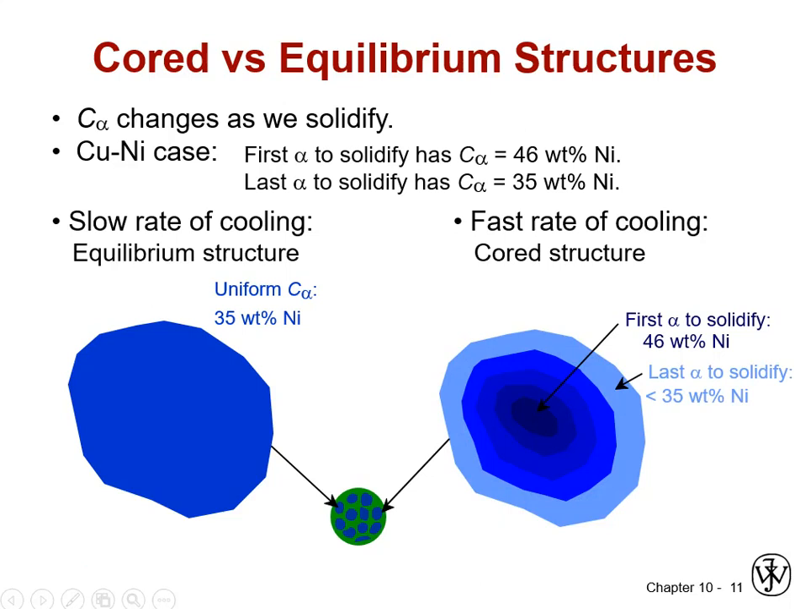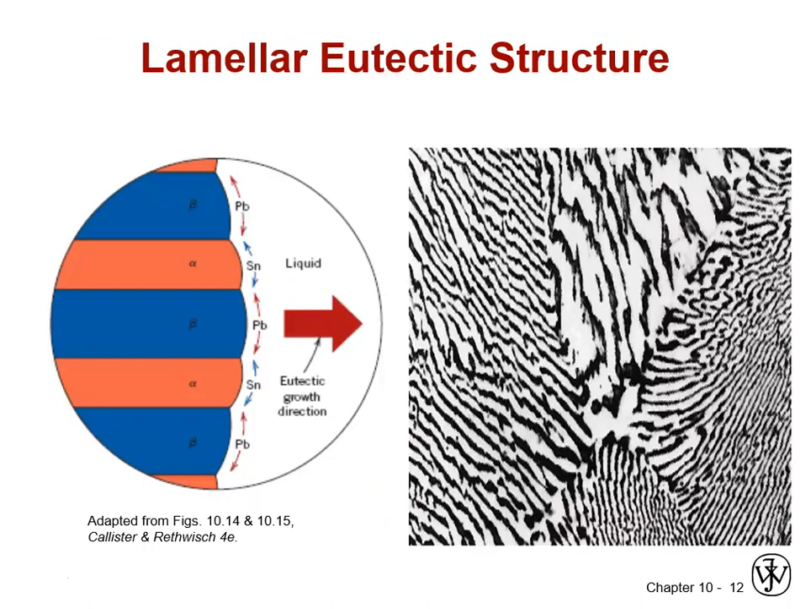In this case, darker color means more liquid. So it's only the last alpha to solidify that has less than the average composition, and it would have to be less because the average has to be 35. So if the core has more, the outer edges of those grains near the grain boundaries have a lot less.